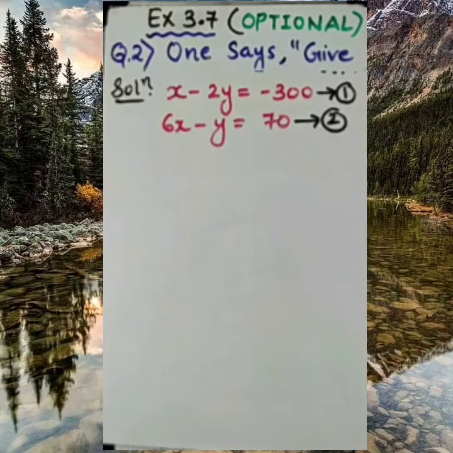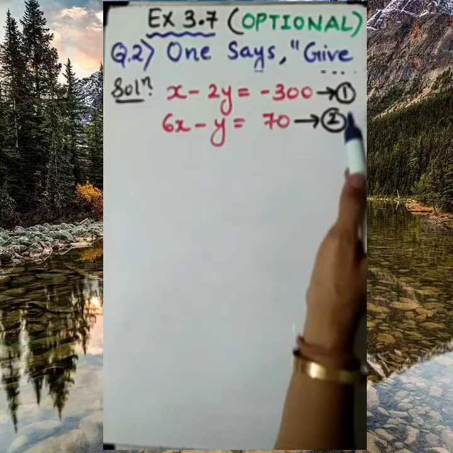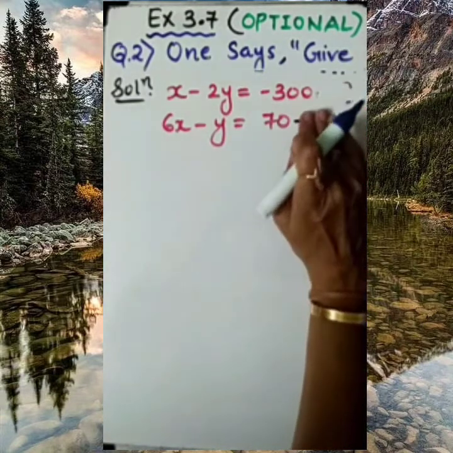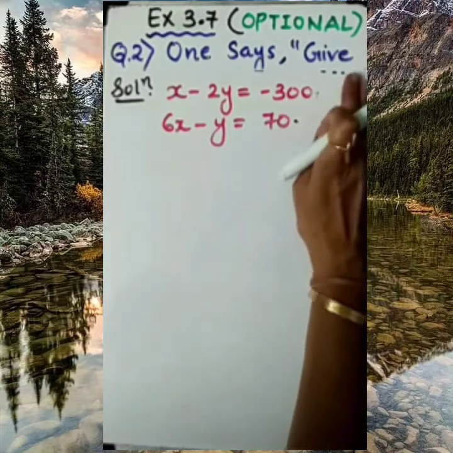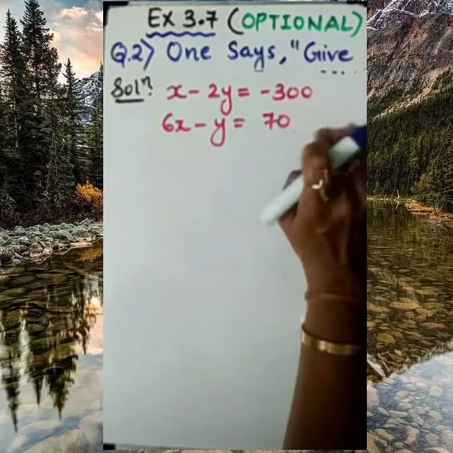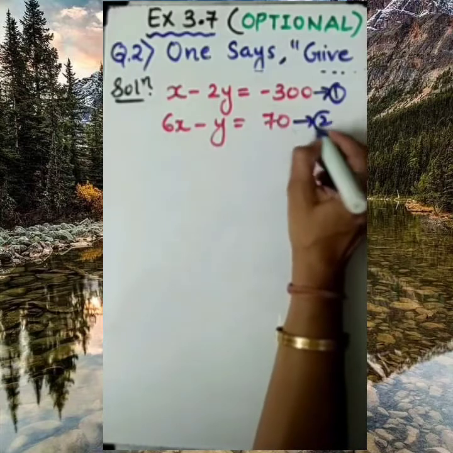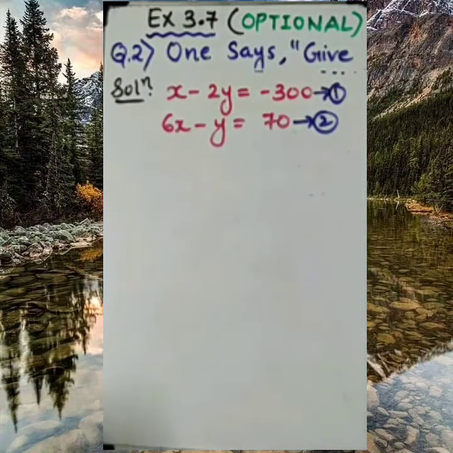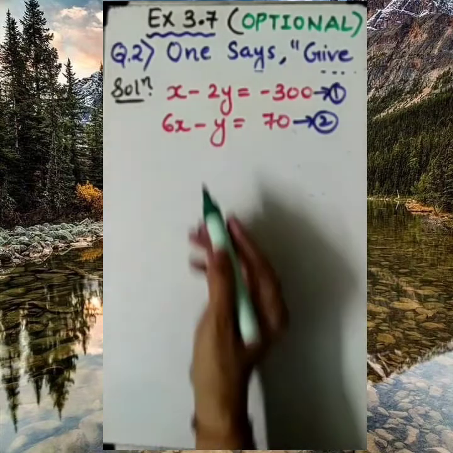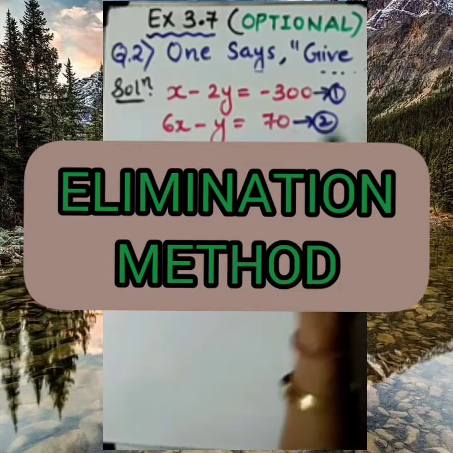So dear student, we have these two equations. I am calling this equation number 1 and this equation number 2. Now, as we know, we can apply any technique here, because for this type of word problem there isn't any fixed method. Any algebraic method we are free to apply, so here I would like to go with the elimination method.